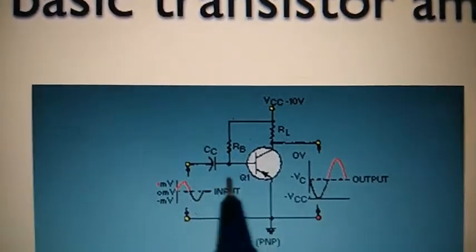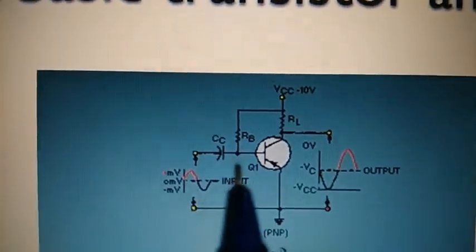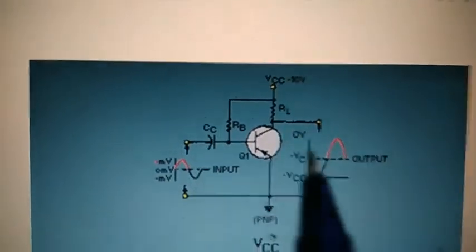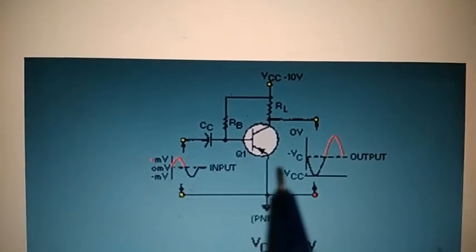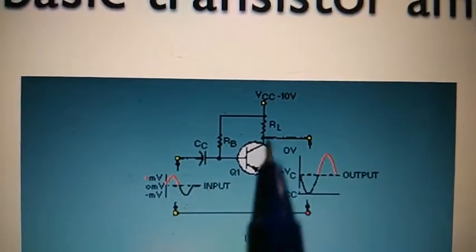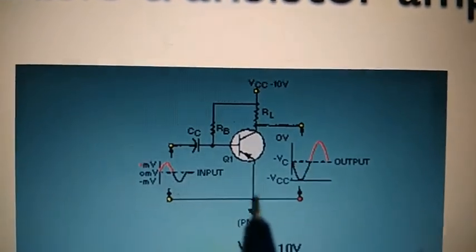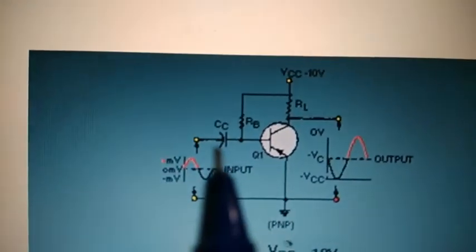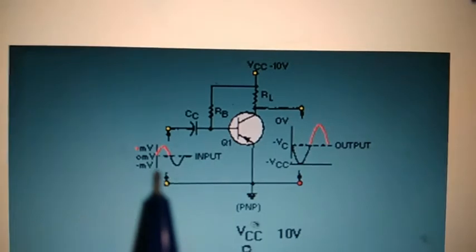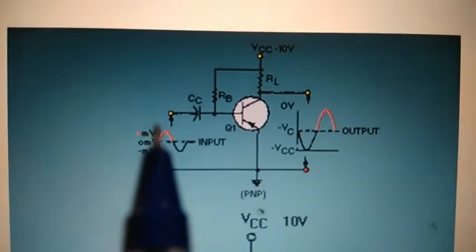From collector to base, this RB is connected so that DC supply will be given to the base also through this RB. This is called the biasing resistor. Emitter is grounded and this is a PNP transistor. Therefore, minus 10 volt is applied so that the collector becomes reverse bias and base to emitter becomes forward bias. Here, the coupling capacitor at the input side is used to avoid distortions from the input signal. Here this input signal is given.